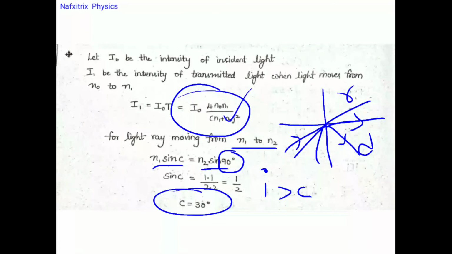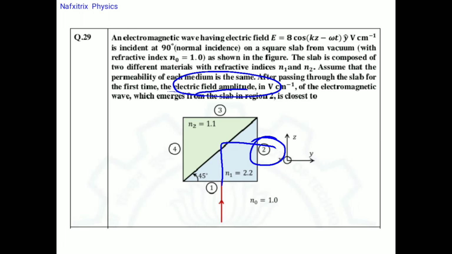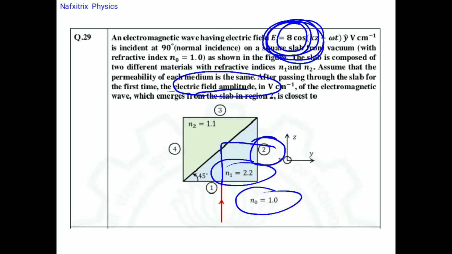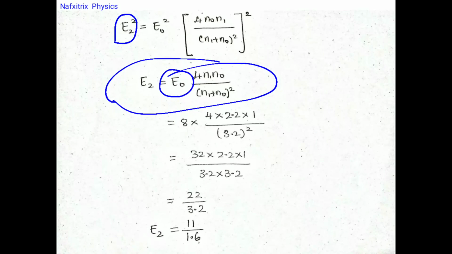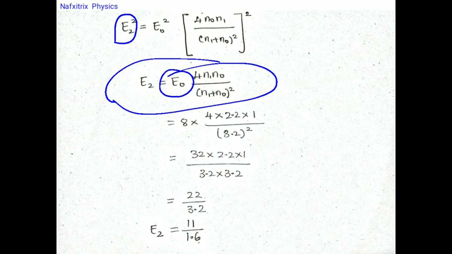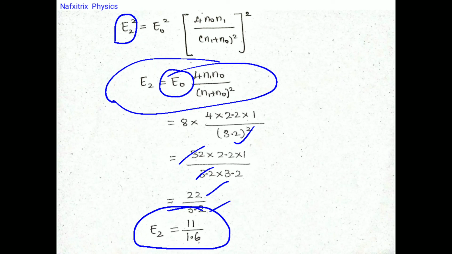E0 is 8. This was already given in the question. So this is nothing but E0, the amplitude of the electric field which is falling, and N0 and N1 were also given: N0 is 1, N1 is 2.2. We just need to substitute all those values. 4 times 2.2 times 1, so 2.2 plus 1 is nothing but 3.2, whole square. So finally what we will get is 22 by 3.2 times 3.2. So finally we are having this 11 divided by 1.6.